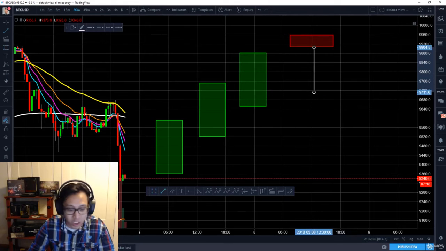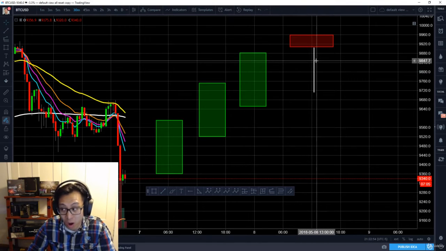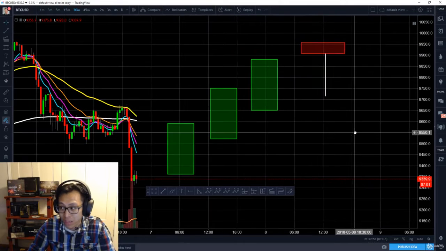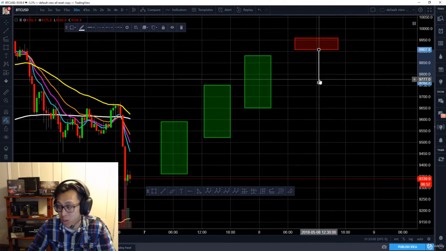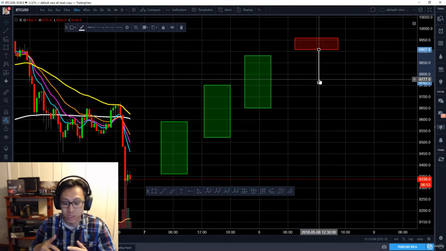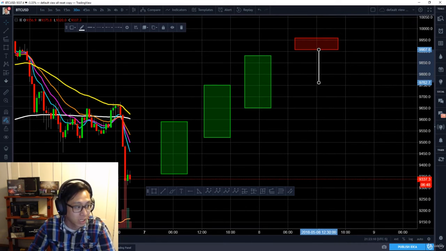Now, the psychology behind it is this right here. The psychology behind it is that the uptrend is almost over and the bulls are actually losing their steam. And the reason they're losing their steam is because the bears are starting to take profit. They're trying to actually drive down the price of the market. That's why you're seeing this really larger wick right here as well.